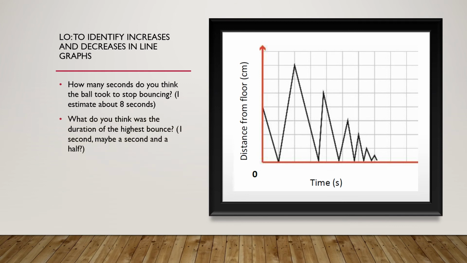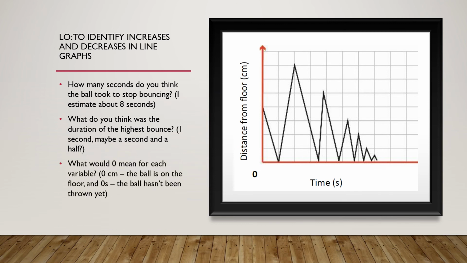What do we think was the duration of the highest bounce? I think a second, maybe a second and a half. I don't think it would go really high unless it was a really, really bouncy ball. You can get those really bouncy balls, but then in that case, I think it might have gone higher up this graph. And what would 0 mean for each variable? Well, if it was 0 centimetres, so it was down here on the y-axis, that means that it's on the floor. That's the point where it touches the floor. 0 seconds over here on the time means I haven't yet thrown it, so I haven't started throwing it.